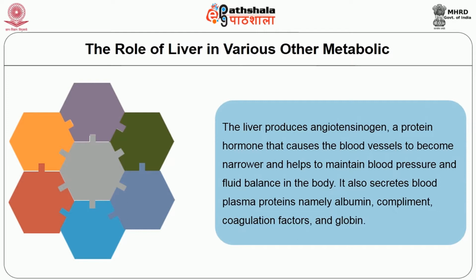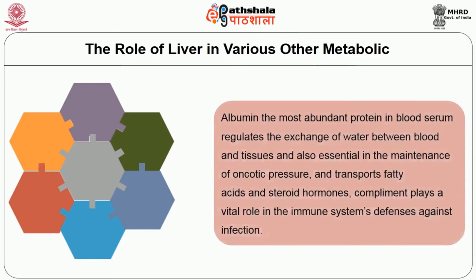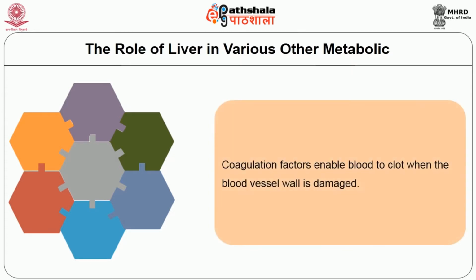It also secretes blood plasma proteins, namely albumin, complement, coagulation factors, and globulin. Albumin, the most abundant protein in the bloodstream, regulates the exchange of water between blood and tissues, is also essential in the maintenance of oncotic pressure, and transports fatty acids and steroid hormones. Complement plays a vital role in the immune system's defenses against infection. Coagulation factors enable blood to coagulate when the blood vessel wall is damaged.